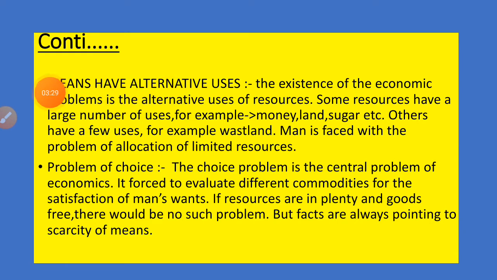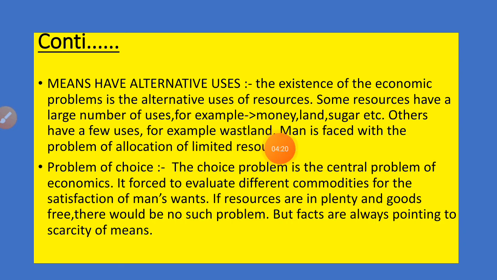Then the next point: means have alternative uses. The existence of the economic problem is due to the alternative uses of resources. Some resources have a large number of uses, for example money, land, sugar, etc. If you take one example, land: if you have land, what will you do? You may build your house, or you may build a farm. Land can be used for many purposes. Others have few uses, so land is versatile.